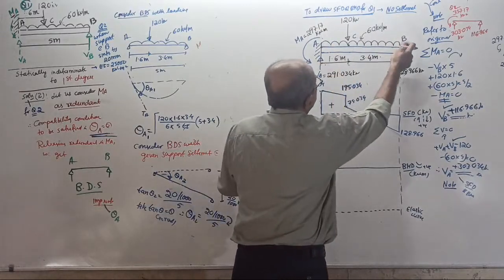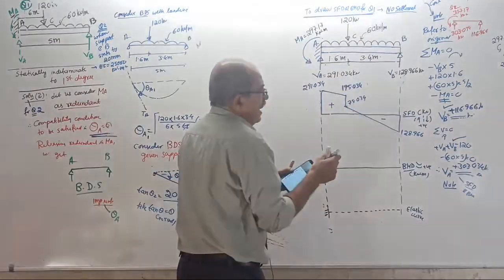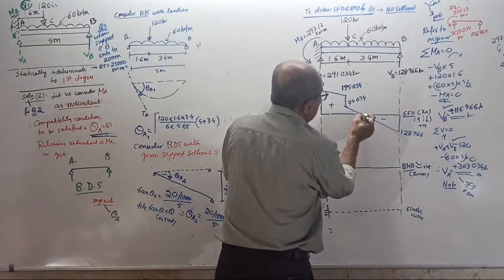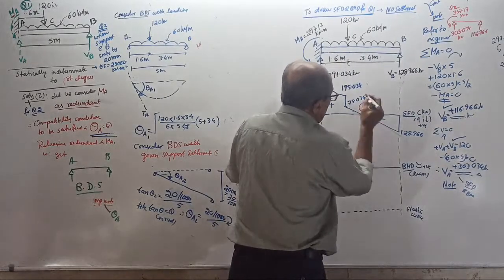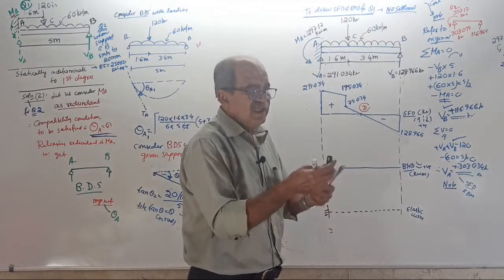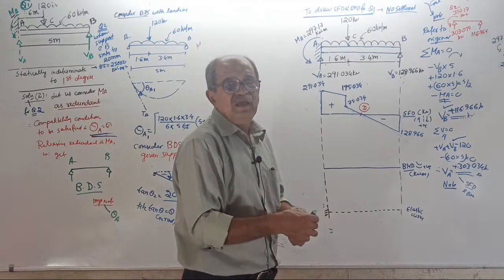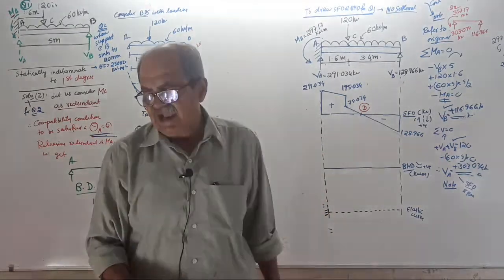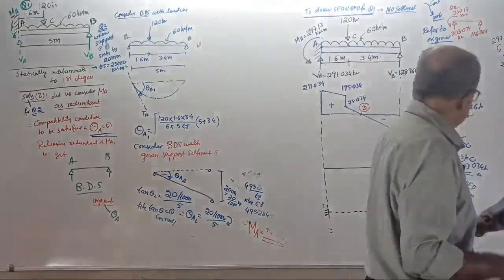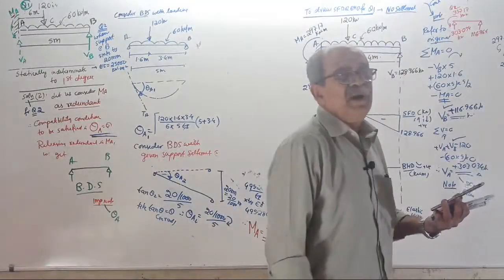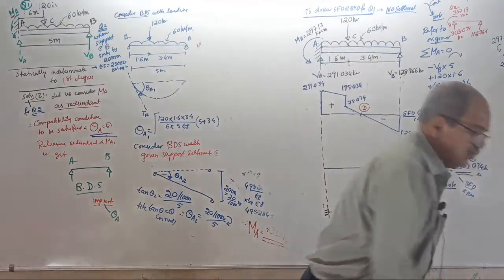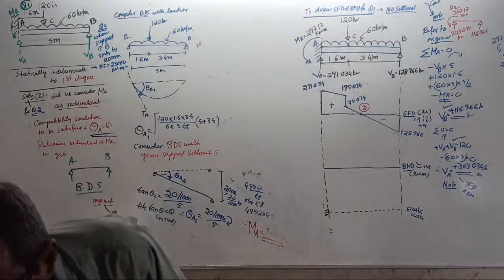This is A, this is B, this is C. Now, there is a new point in SFD. I will call the point D. This is the point where SFD crosses the baseline. You know how to locate. Shall I explain how to locate that one, or shall I put the direct answer? Shall I waste time explaining that location? Direct. If you do the direct answer, the distance you have to calculate.